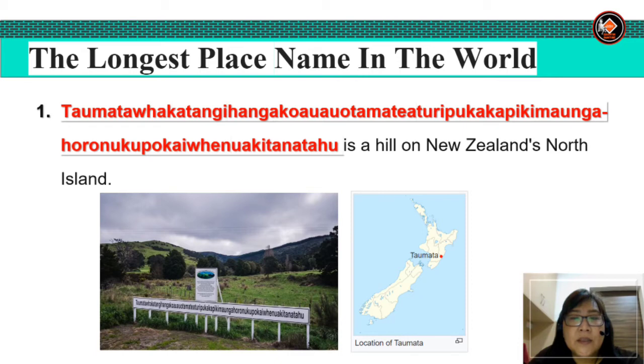What is the longest place name in the world? So the longest place name in the world is this one. It is a town in a hill on New Zealand's North Island. So how to pronounce the name? Well, you can listen to the name being pronounced on the next slide.